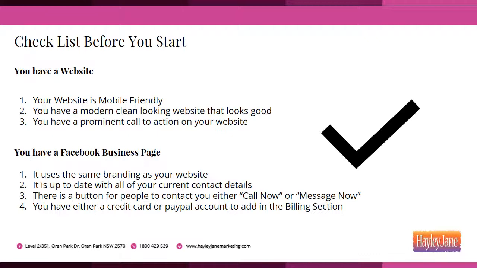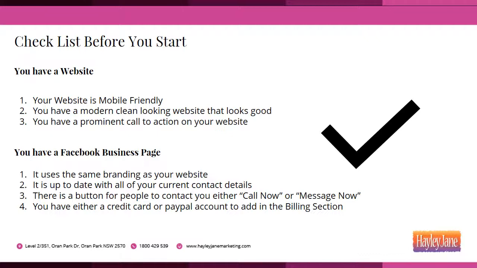So things that you need to make sure you have on your Facebook business page are, number one, it uses the same branding as your website. So you've got that consistency there. Number two, it's up to date with all of your current contact details. So if people do land on your Facebook business page, that they can get in contact with you easily.